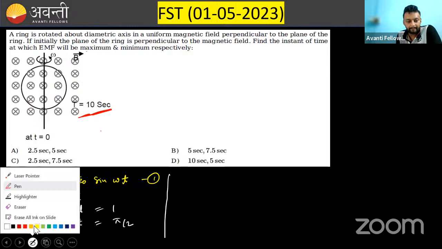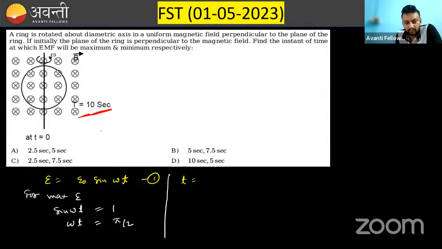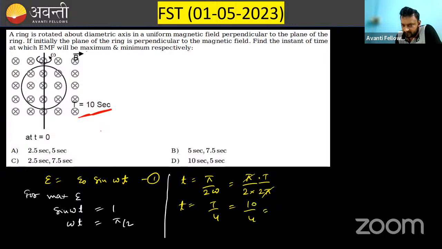What does it mean? t is equal to pi by 2 omega. Clear? So pi by 2 omega is nothing but, with omega as 2 pi by T, T can be written here. Pi and pi cancel. That will be T by 4. So at time T by 4, the EMF will be maximum for the first time. T is given as 10 seconds, so that is 10 by 4, which is 2.5 seconds. I hope it is clear.